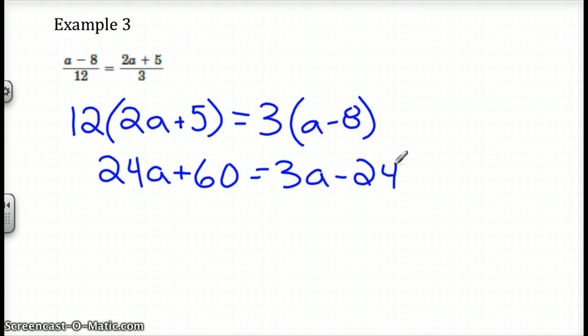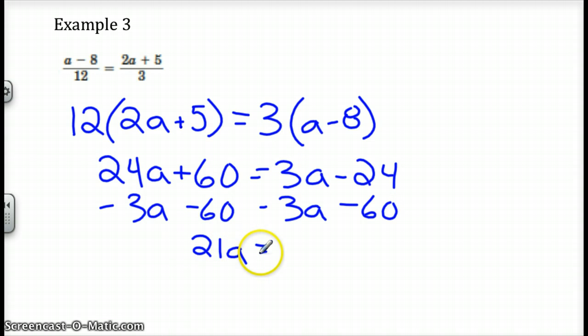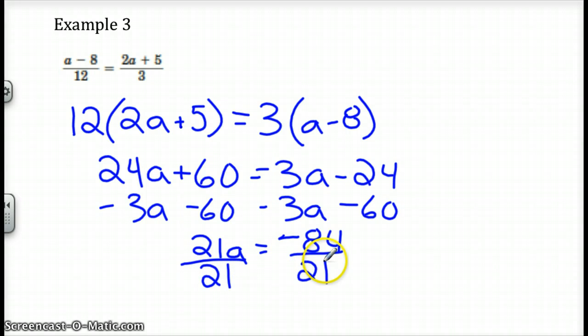Combine like terms on each side. We're already there. So now what we're going to do is put all a's on one side and all the constants on the other. Let's do minus 3a, and we'll do minus 60 here. So we'll end up with 21a is equal to negative 84. Then we're going to divide by 21 here, and a will be equal to negative 4.